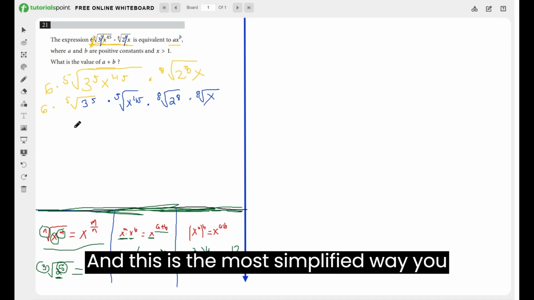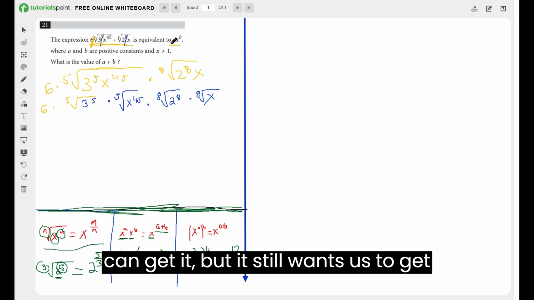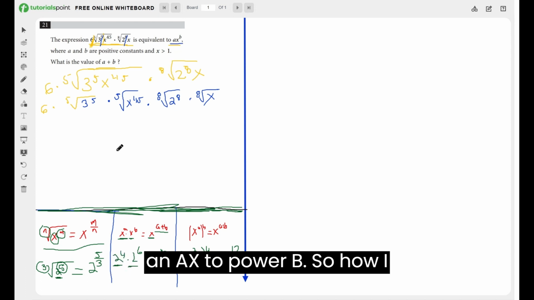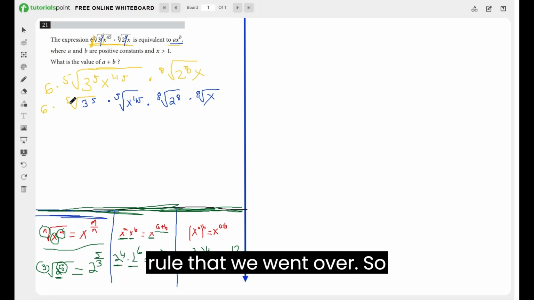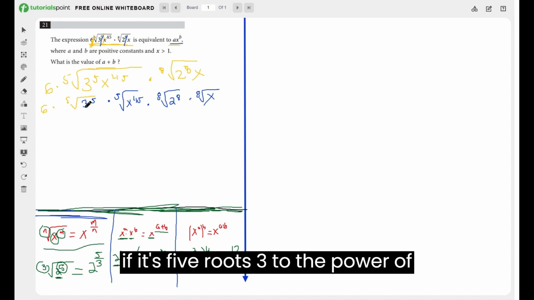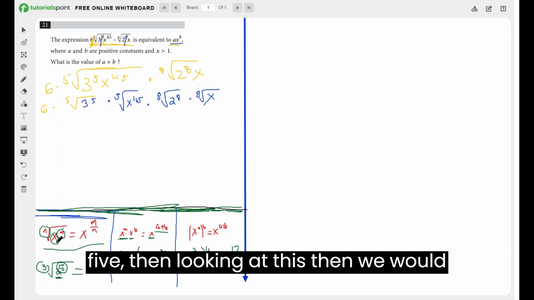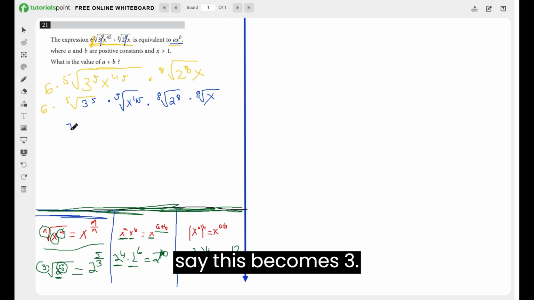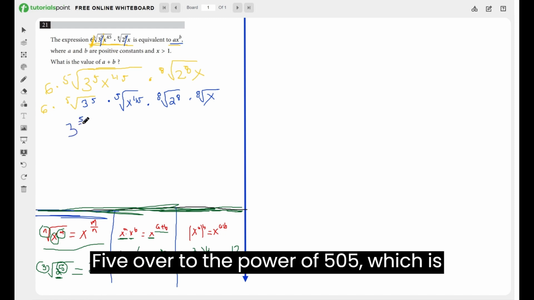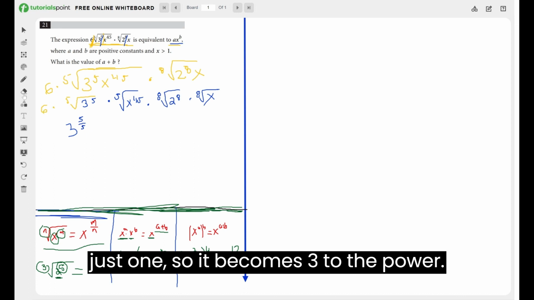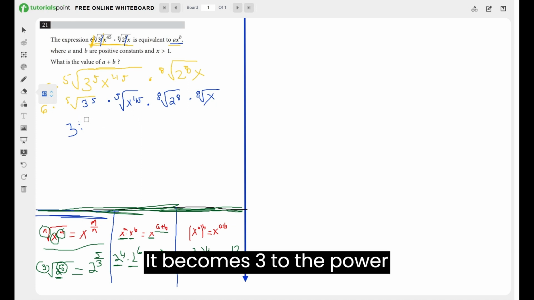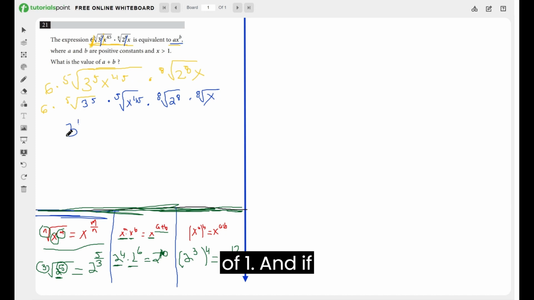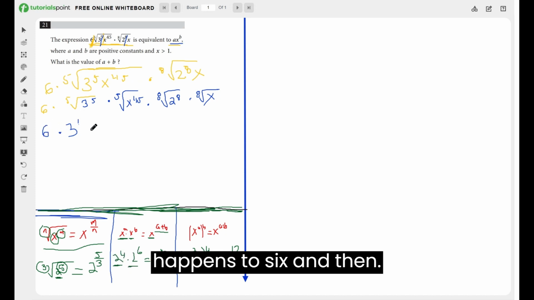And this is the most simplified way you can get it. But it still wants us to get ax to the power of b. So I would simplify a lot of these using the first rule that we went over. The 5th root of 3 to the power of 5 becomes 3 to the power of 5 over 5, which is just 1. So it becomes 3 to the power of 1. And the 6 would still be here. Nothing happens to 6.